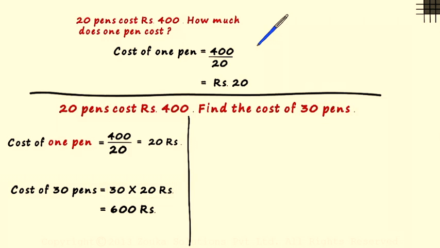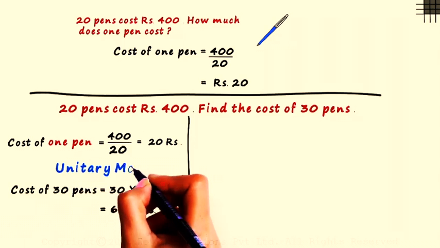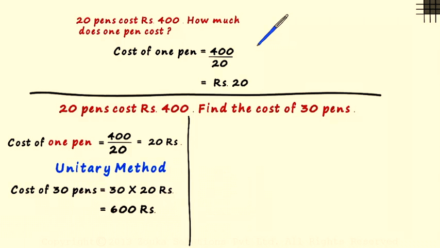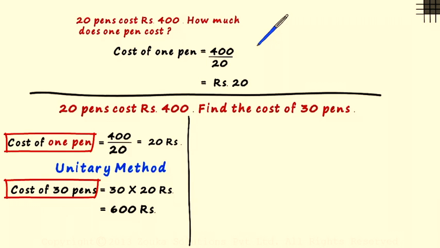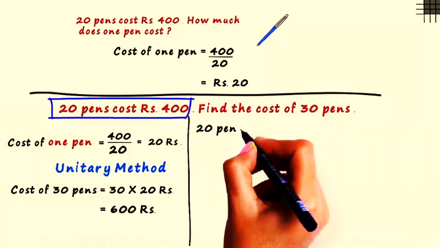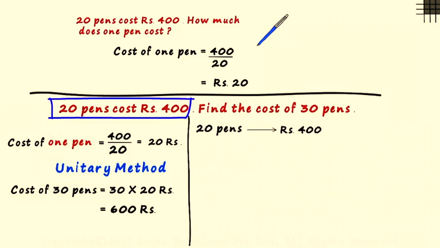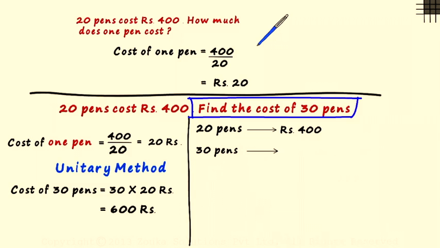This method of finding the cost of one unit first and then multiplying by the number of units to find the total cost is called the unitary method. Remember, cost of one unit first and then the total cost accordingly. There is another interesting way in which we can look at it. The question says that 20 pens cost 400 rupees. So how much do 30 pens cost?